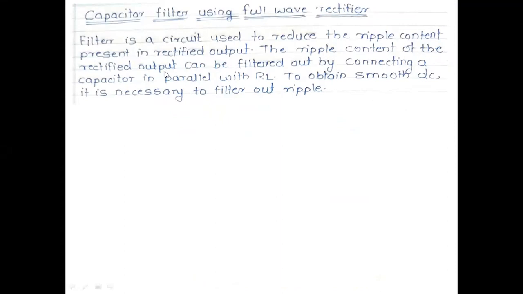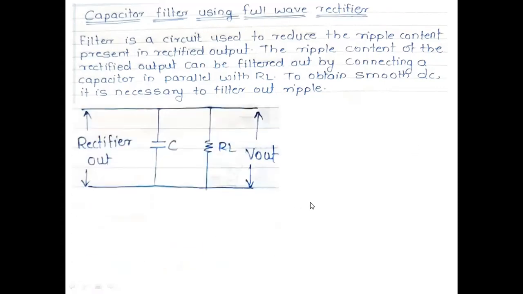Ripple content of the rectified output can be filtered out by connecting a capacitor in parallel with the load resistance. In parallel with the load resistance, we are going to connect the capacitor here now. So we have taken the rectified output.